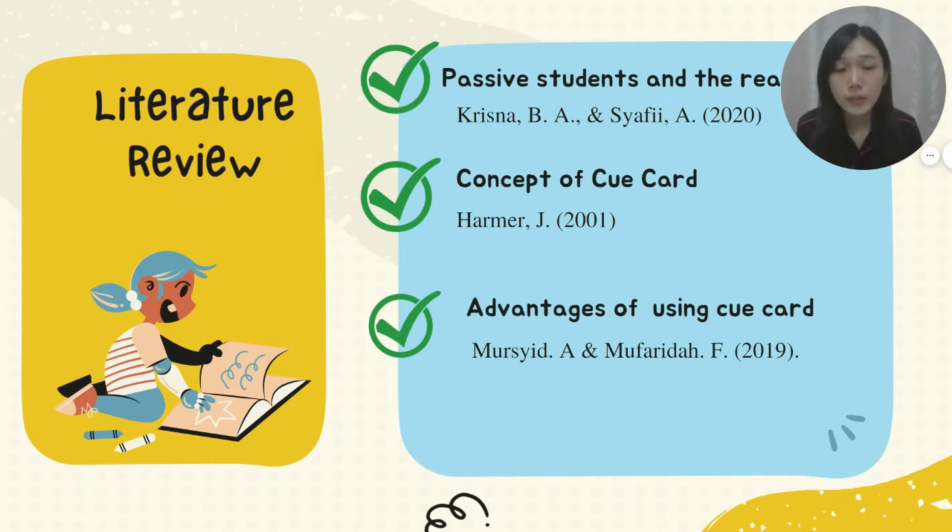For the literature review, there are three parts: passive students and the reasons. According to the researchers Krishna and Shafi, the researchers identified that some psychological factors preventing students from speaking in the class are lack of motivation, shyness, and fear of making mistakes.